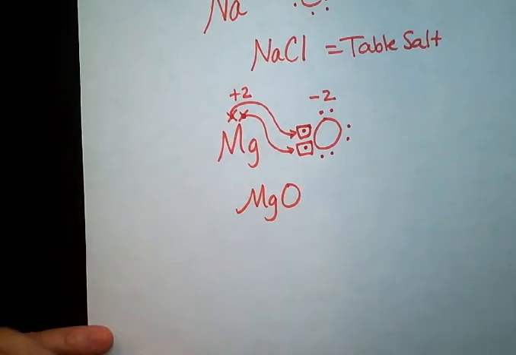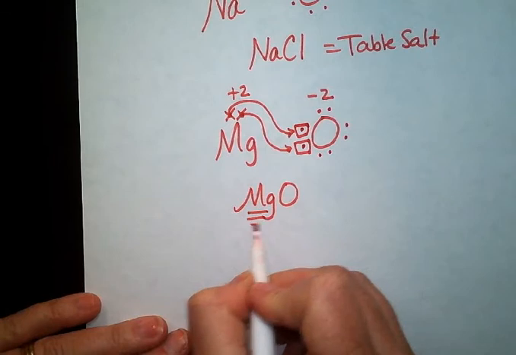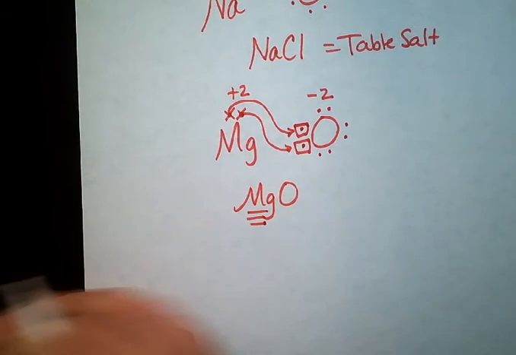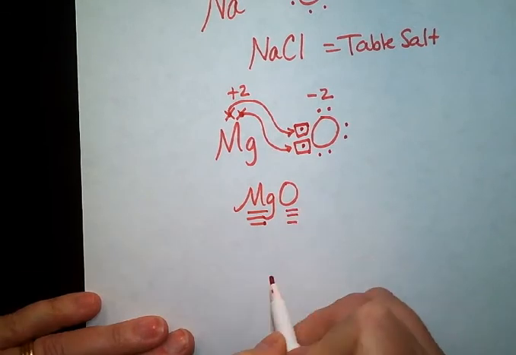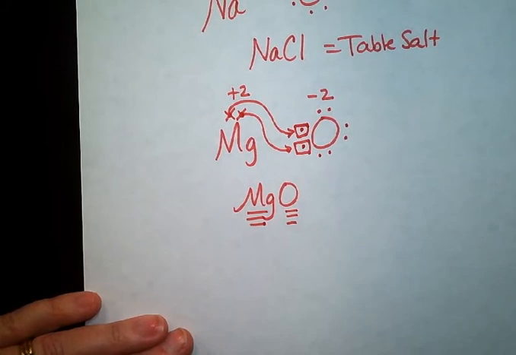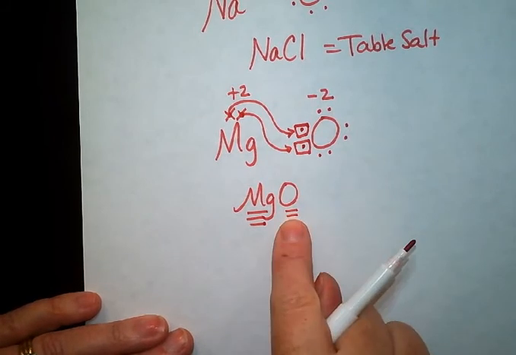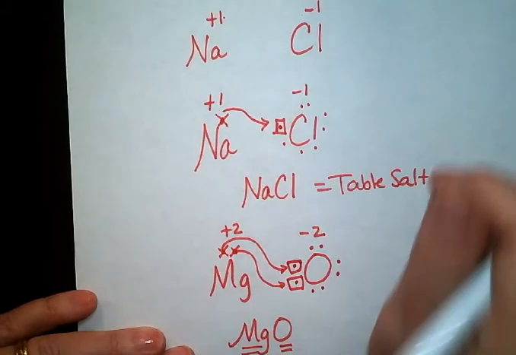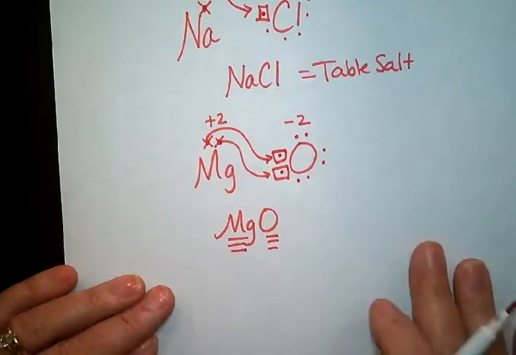Once it bonds, the metal goes first, because it's always a metal and a nonmetal. The nonmetal goes second, and the ending always changes to end with an -ide. So oxygen becomes oxide, chlorine becomes chloride. And that is about it.